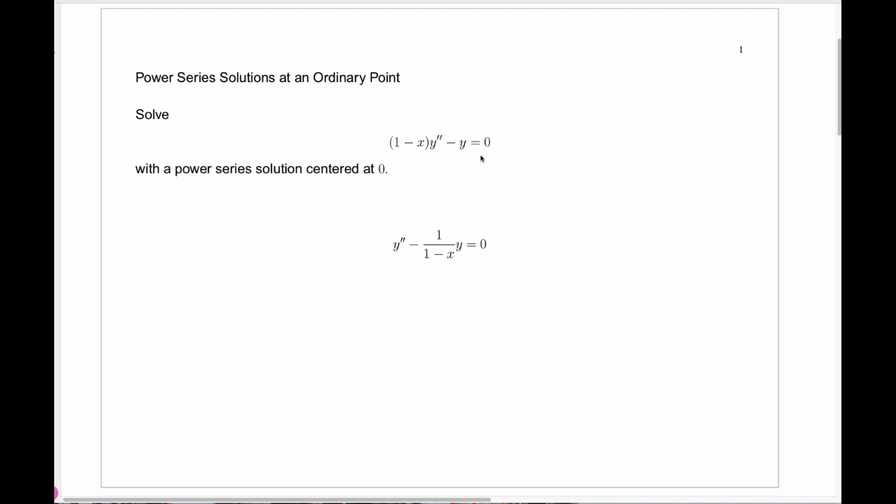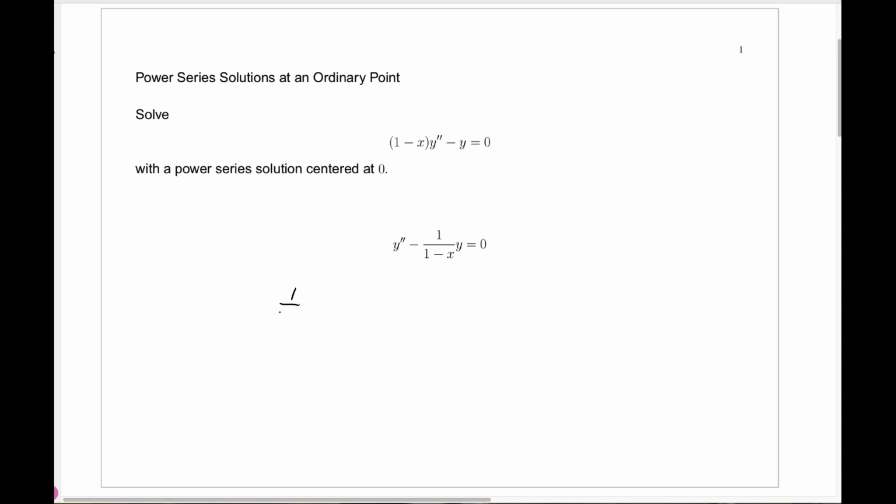Now, in order to start working, we want to divide through by the 1 minus x, and we'll write that as y double prime minus 1 over 1 minus x times y equals 0. And we'll notice that here, this function 1 over 1 minus x is analytic at 0. We all know the power series for 1 over 1 minus x. I chose it for this example because it's a very simple one.